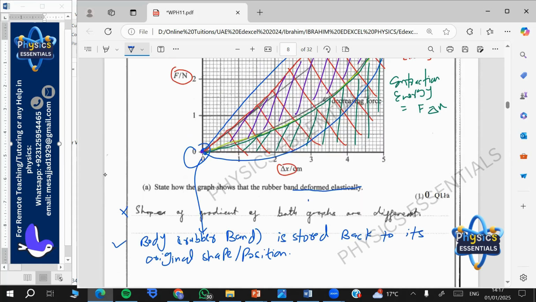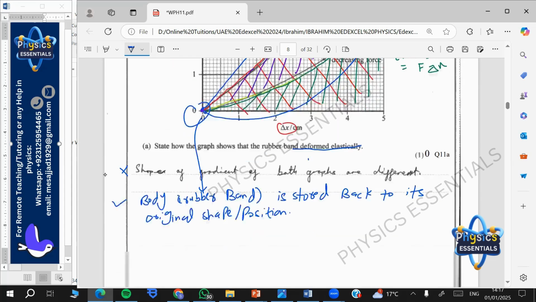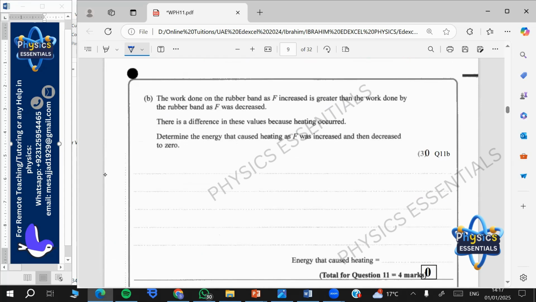You can see that the red area, which is required for extending the rubber band, is higher than the green area, which is required for shrinking the rubber band back to its original shape. And they're asking, there is a difference in these two values because of the heating that occurred. Determine the energy that caused heating as F was increased and then decreased to zero.